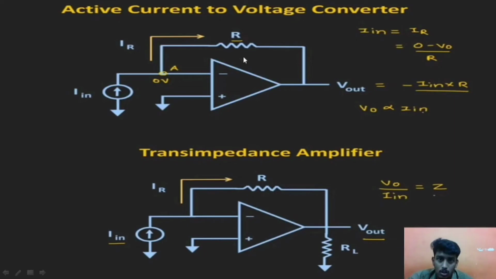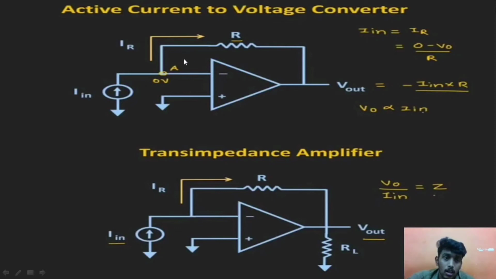Active current to voltage converter, where the input current is connected to the inverting terminal of the op-amp. The minus is the inverting terminal and the positive is the non-inverting terminal. The non-inverting terminal is connected to the ground and the inverting terminal is connected to the input current, where the resistance is connected between V out and the inverting terminal. First, for the ideal op-amp, we must keep the zero voltage, where no current flows into the op-amp.